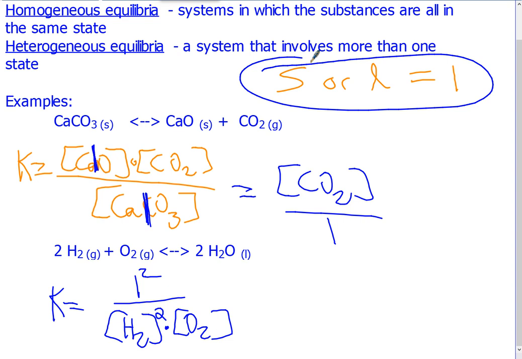Solids and liquids get replaced with a number 1 because they don't impact the speed. They don't impact how fast the reaction's moving. If you double the amount of solid, it doesn't double the reaction because you're still really waiting on the gas to hit it. All right? Solids and liquids are replaced by 1.